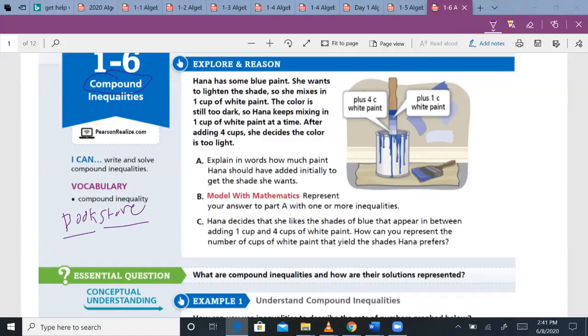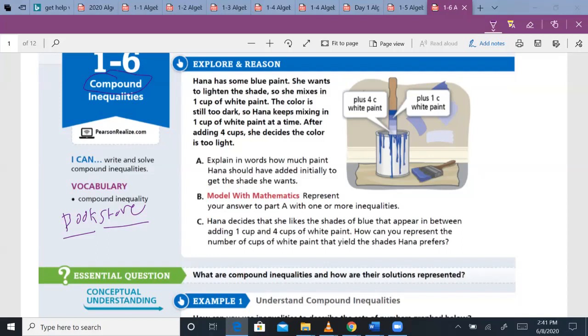Hannah has some blue paint. She wants to lighten the shade, so she mixes in 1 cup of white paint. It's still too dark, though, so she keeps mixing in 1 cup of white paint at a time. After adding 4 cups, though, she notices that it's too light. So let's explain in words how much paint Hannah should have added initially to get the shade that she wanted. Notice how 1 cup was too dark, but when she got more than 4 cups, it got too light. So that means it needs to be between 1 and 4 cups in order to get the paint that she wants, okay?